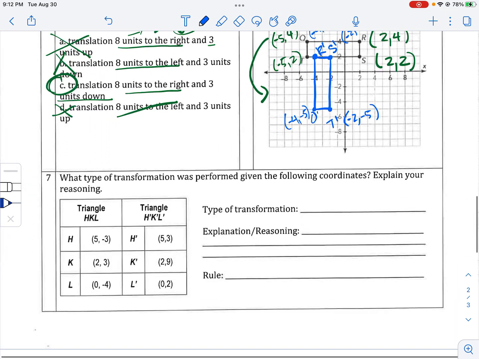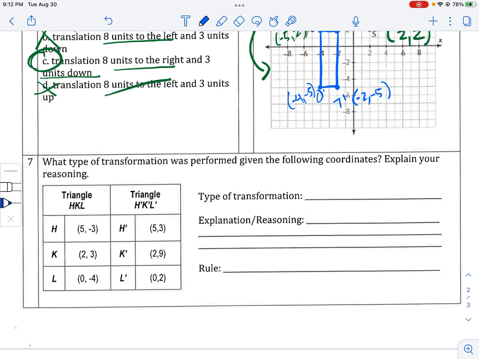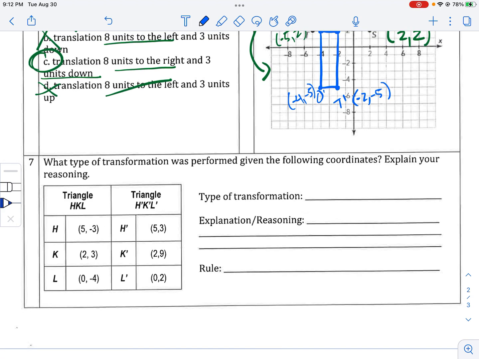Okay, next one. What type of transformation is performed given the following coordinates? Explain your reasoning. Okay, so let's look at this. Look at what they have in common. Look what they have different. So if I look at this, I have a 5 here and a 5 here. I have a 2 here and a 2 here. I have a 0 here and a 0 here. Okay, so the x value didn't change.